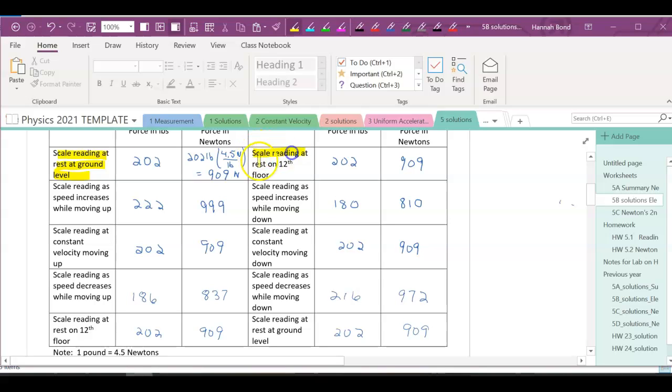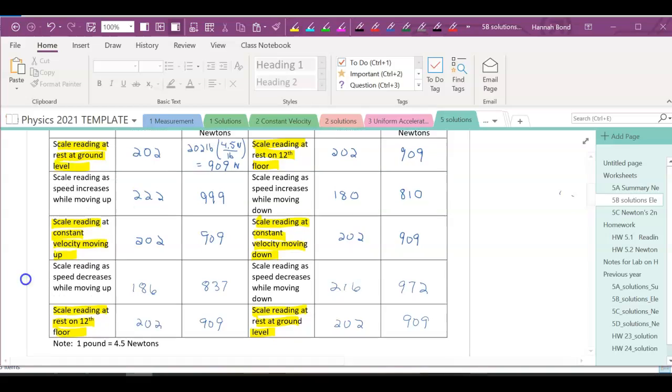When he's at rest on the 12th floor, his weight is 202 pounds. Same thing, on either end of the trip when he's at rest, the scale reads the same thing. But look, it also reads the same thing when he's moving at a constant velocity, either up or down. So when he's at rest and when he's moving at a constant velocity, the scale reads his actual weight.